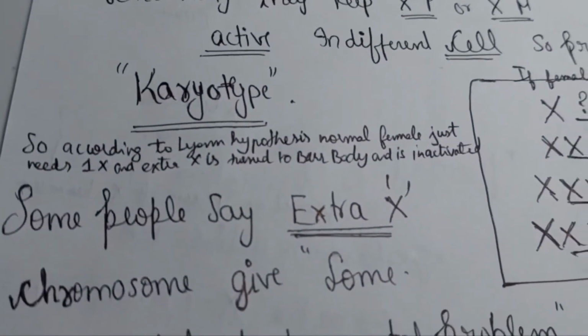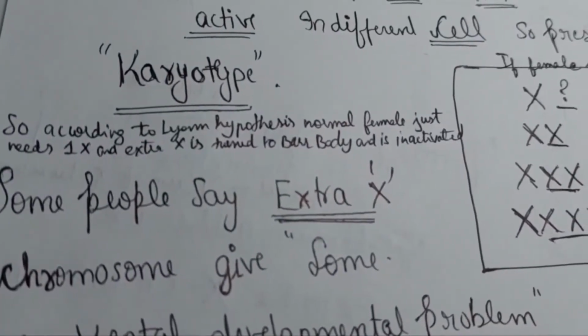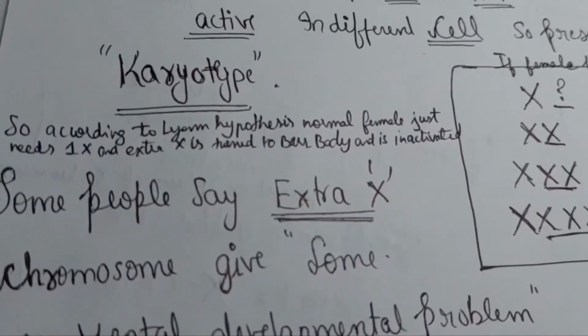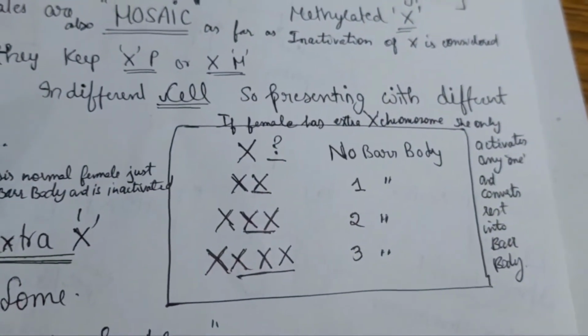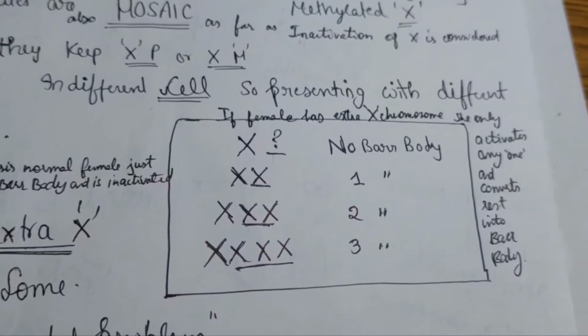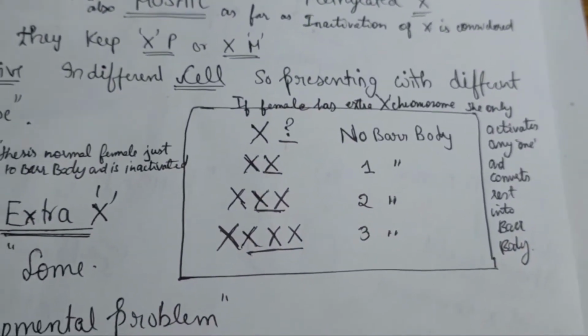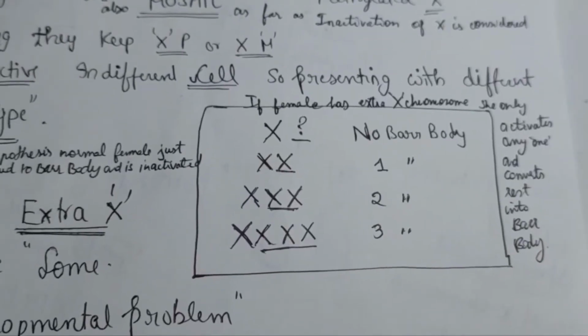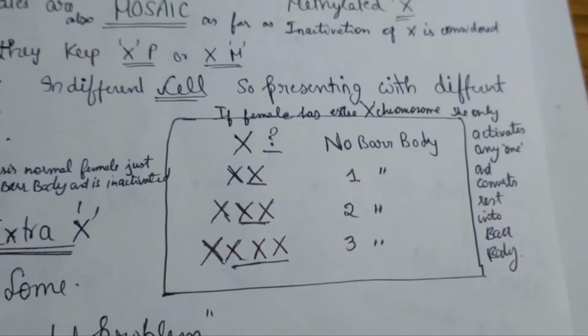So, according to the Lyon hypothesis, a normal female needs just one X chromosome, and the other X chromosome is converted to a Barr body and inactivated. What if a female has extra chromosomes? Even if the female has an extra X chromosome, she activates only one X chromosome and converts the rest into Barr bodies. For example, if a female has only one X chromosome, she won't have any Barr body.